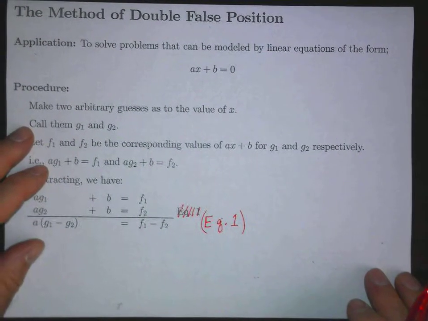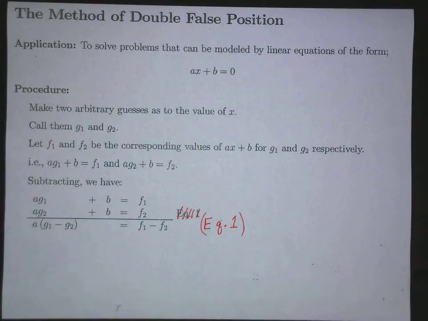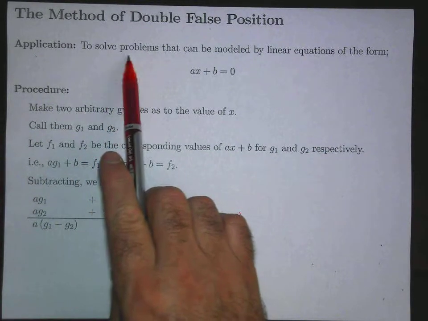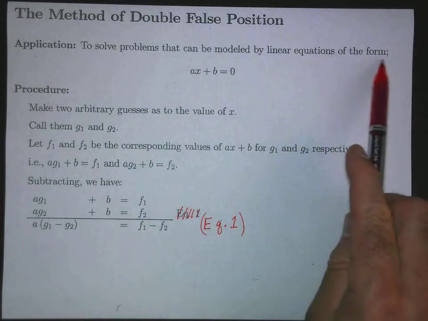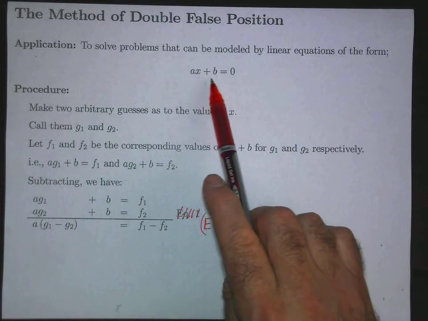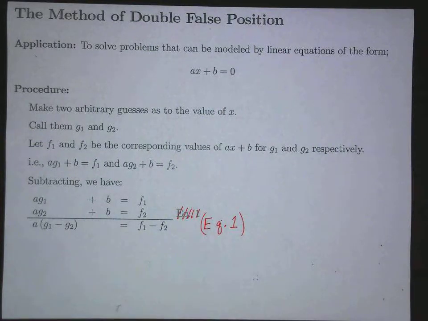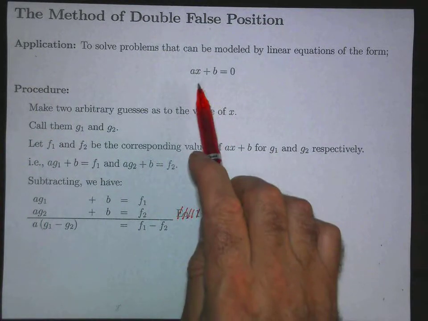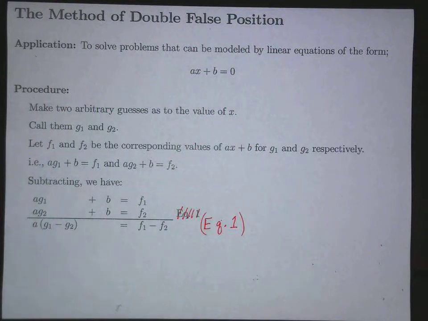Now we're going to go on to the method of double false position, and the application of the method of double false position to solve problems that can be modeled by linear equations of the form ax plus b equals 0. And again, I'm not going to say that double false position was used to solve equations of the form ax plus b equals 0, because they didn't have the concept of an equation.